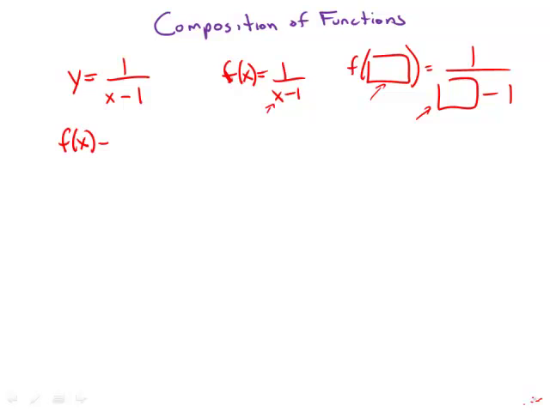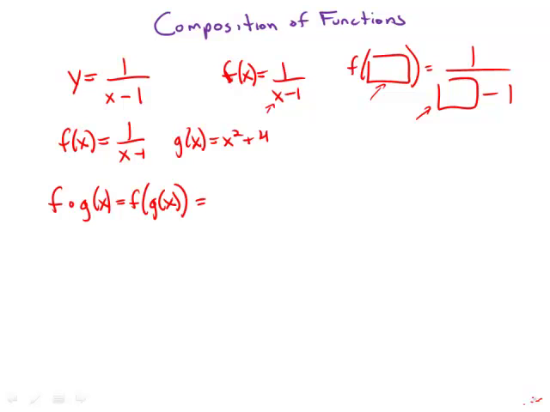So for example, if our f of x is 1 over x minus 1 and g of x is, say, x squared plus 4, then we could compose f of g of x. So f circle g of x means plug g of x into f of x. That means f of x squared plus 4. We're going to plug x squared plus 4 into the box for f of x. That's 1 over x squared plus 4 minus 1. And of course, this simplifies to 1 over x squared plus 3.